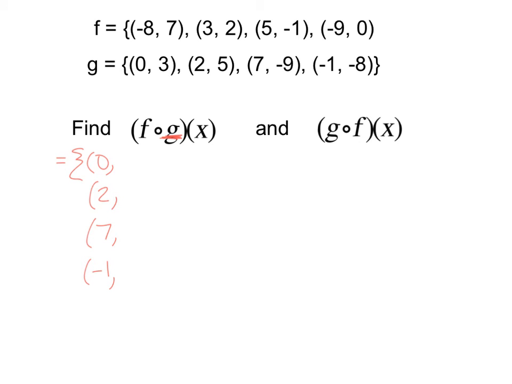All right, so we got 0 is 3. Go up top, 3 is 2. So I got a 2. G of 2 is 5. Go up here, 5 is -1. 7 is -9. Go up to f, -9 is 0. And -1, -8, -8, 7. All right, so that's the first one.